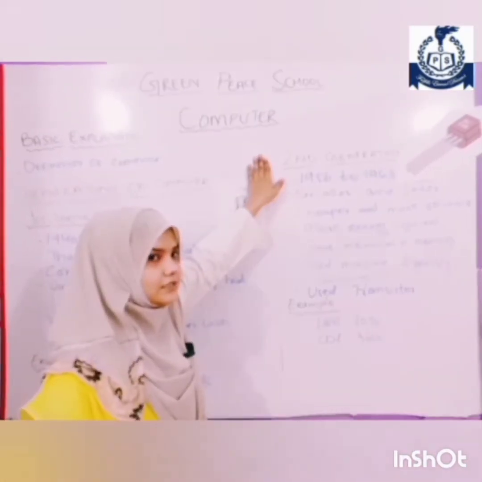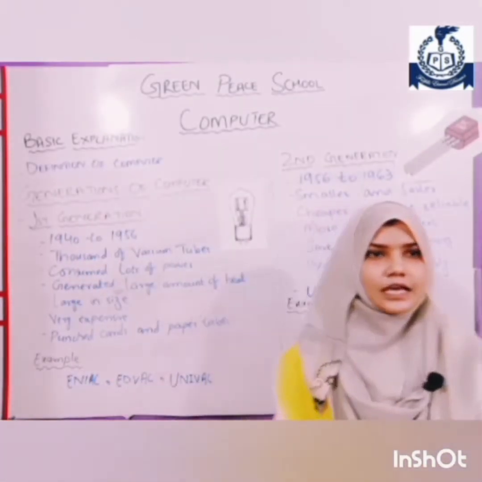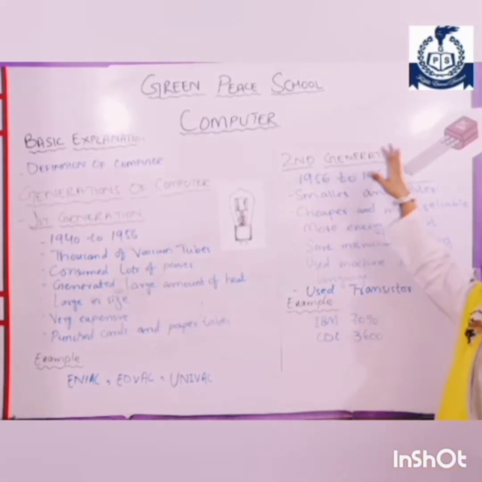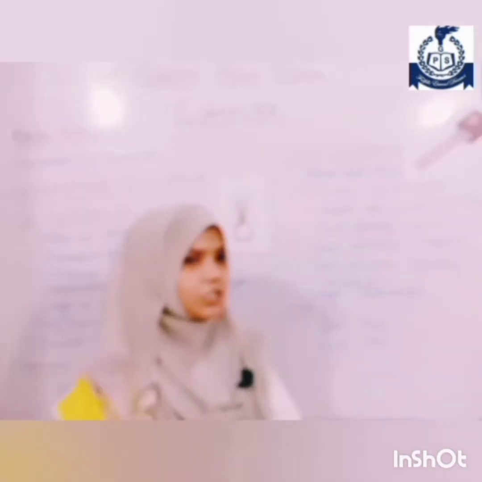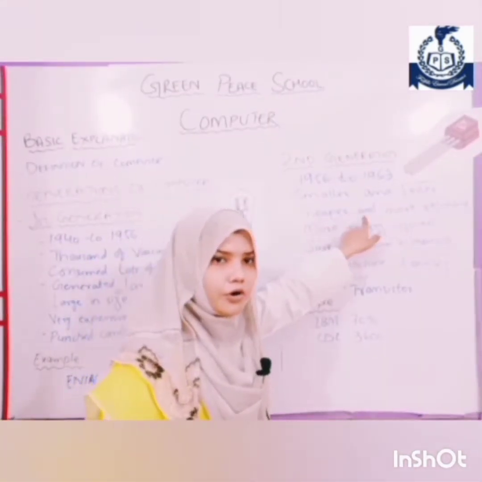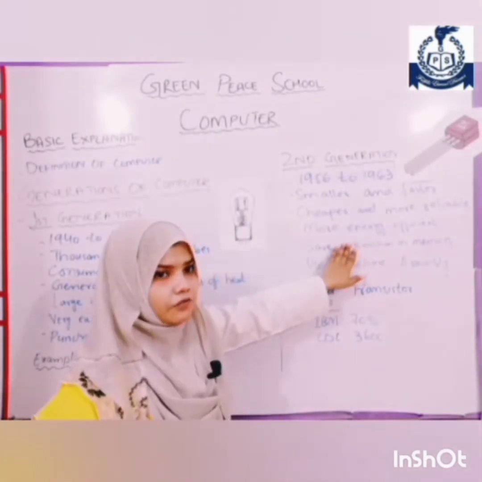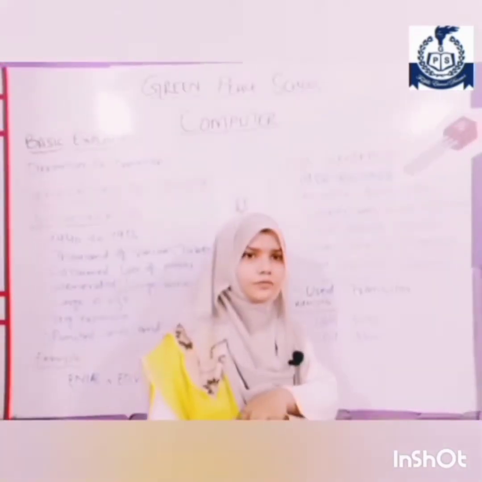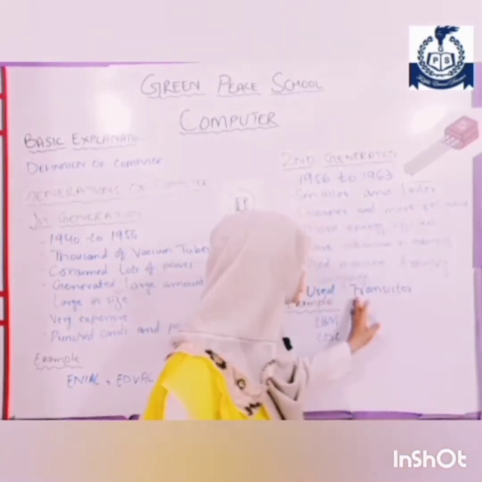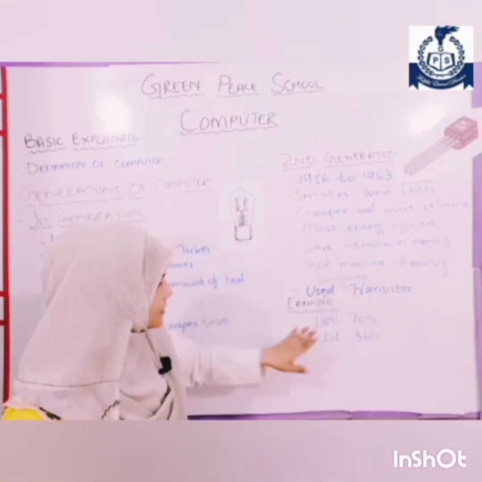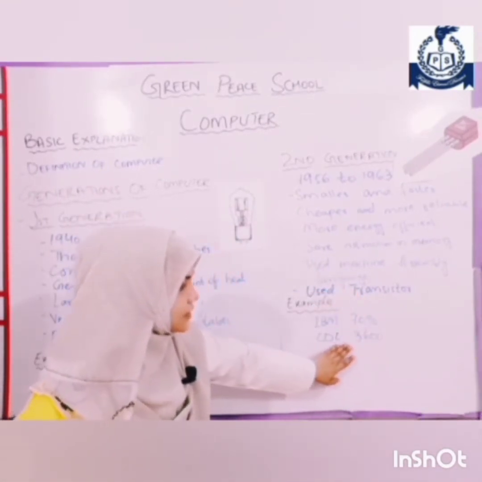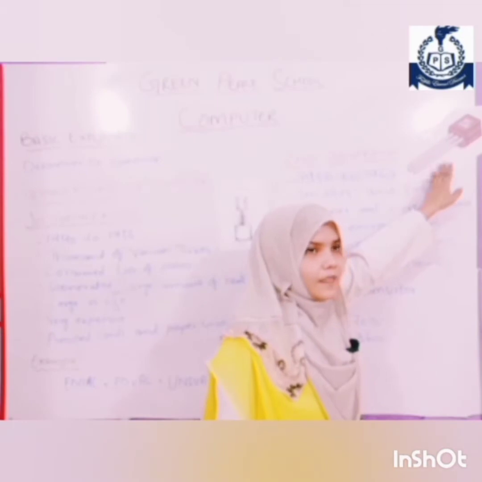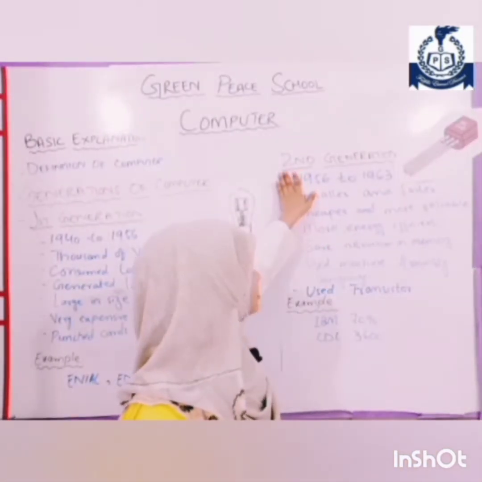So next is second generation. The second generation of computers came between the years 1956 to 1963, when transistors replaced vacuum tubes. This made the computer smaller, faster, cheaper and more reliable. They were energy efficient, though they still generated a lot of heat, and they used machine and assembly languages to program. The examples are IBM 7090 and CDC 3600. This is the picture of a transistor, and these all are the important points of this generation.